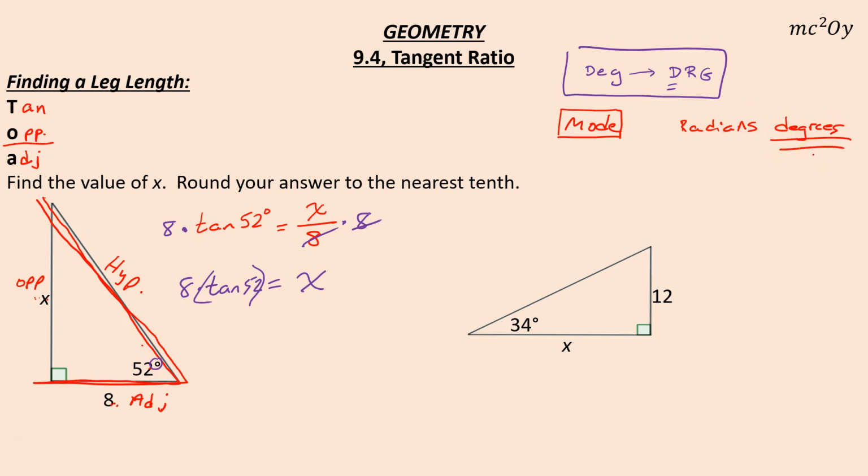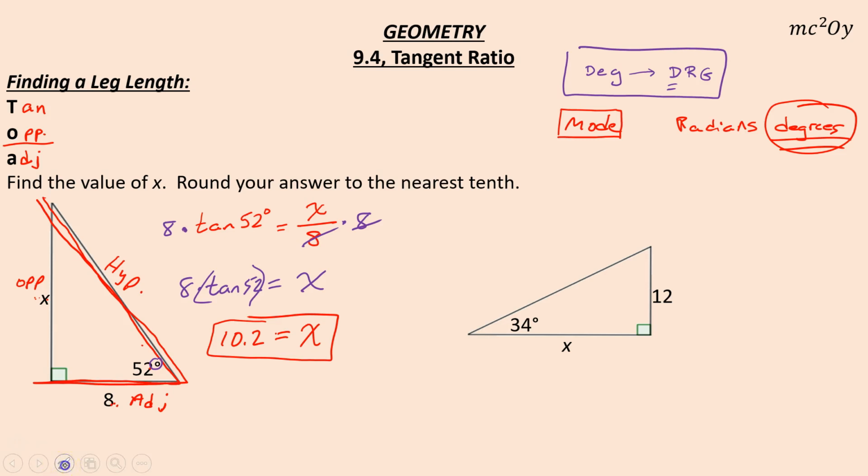And then in calculators, when you reset the memory, it automatically reverts back to radians. So just make sure that you double check what mode you're in. Otherwise you do all these problems incorrect. You want to be in degree mode. Okay, so doing the math here, 8 times tangent 52 is going to be equal to, rounded to the nearest tenth, 10.2. That's rounded to the nearest tenth.